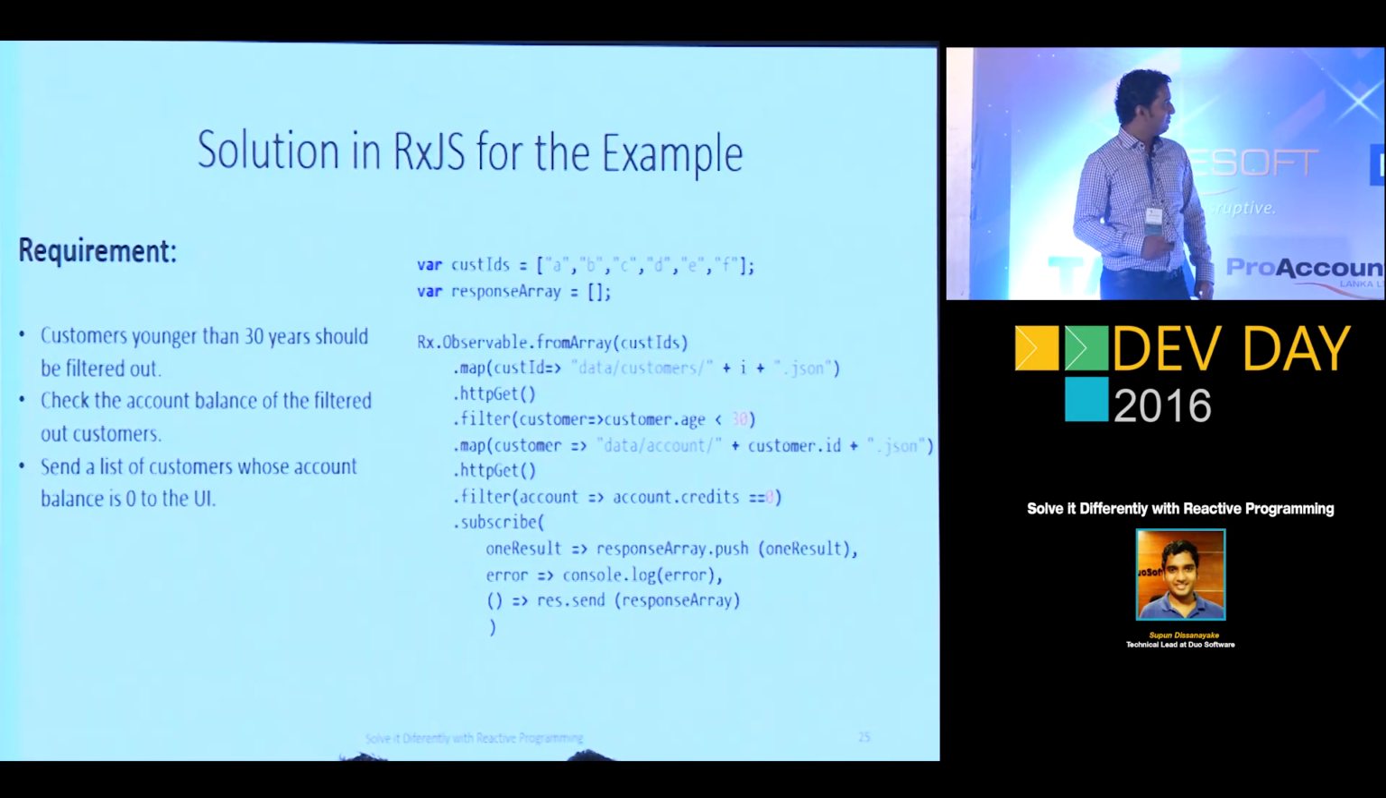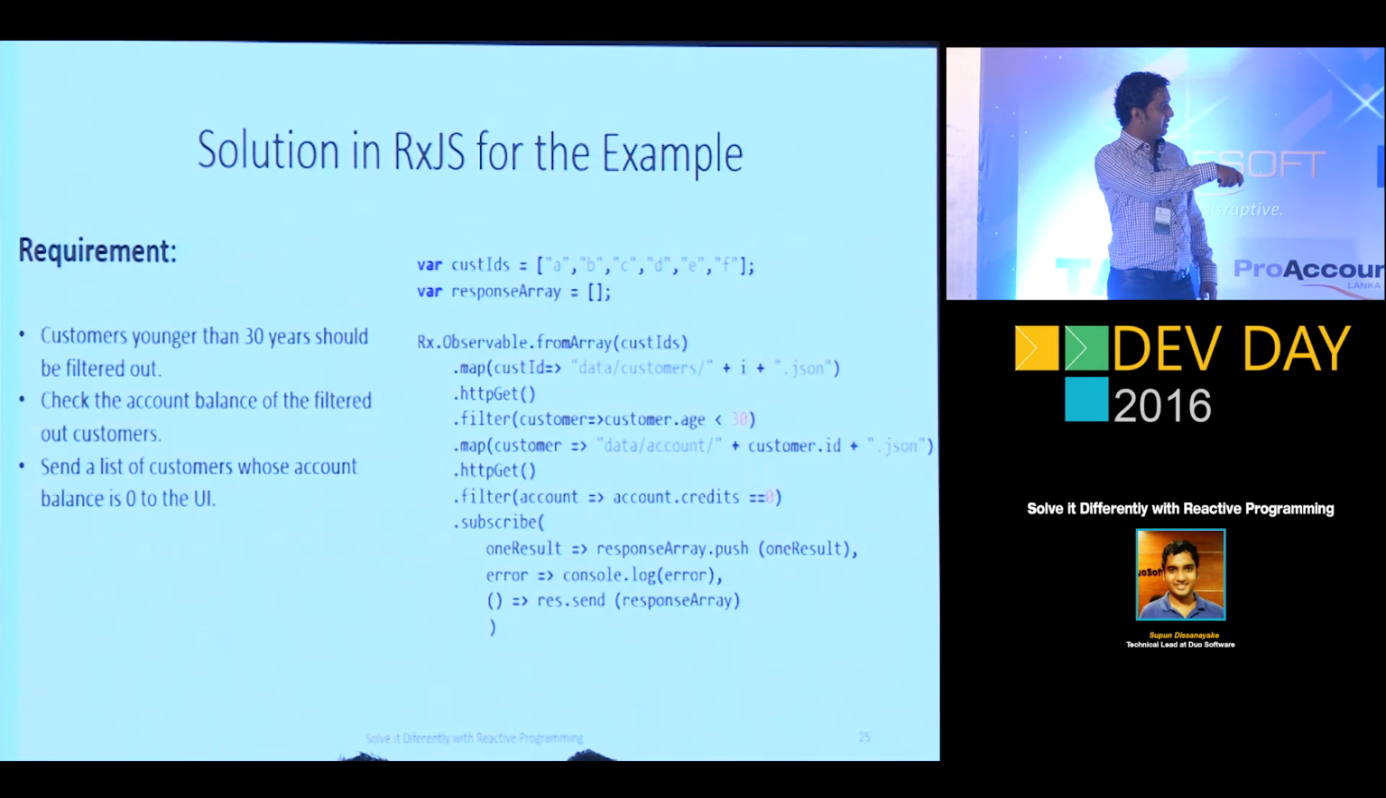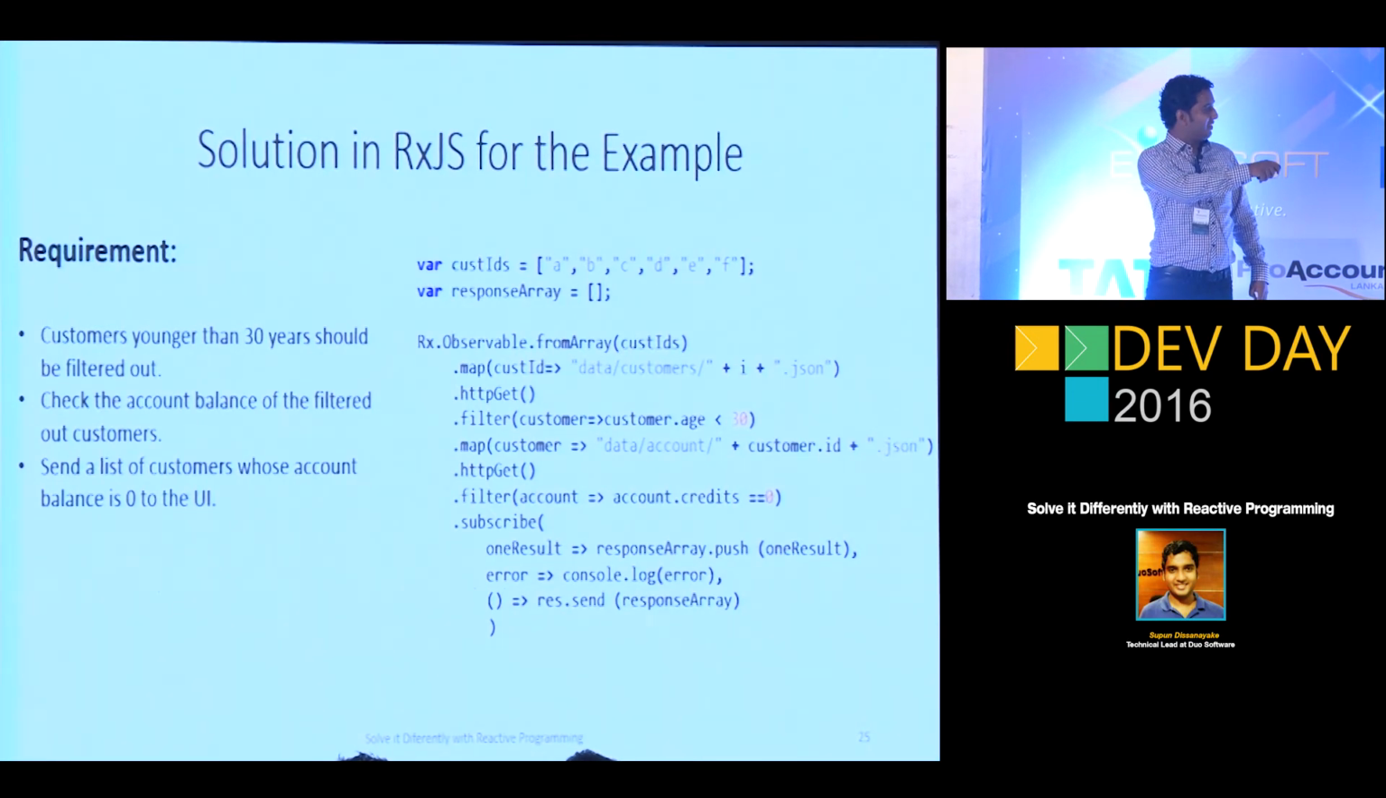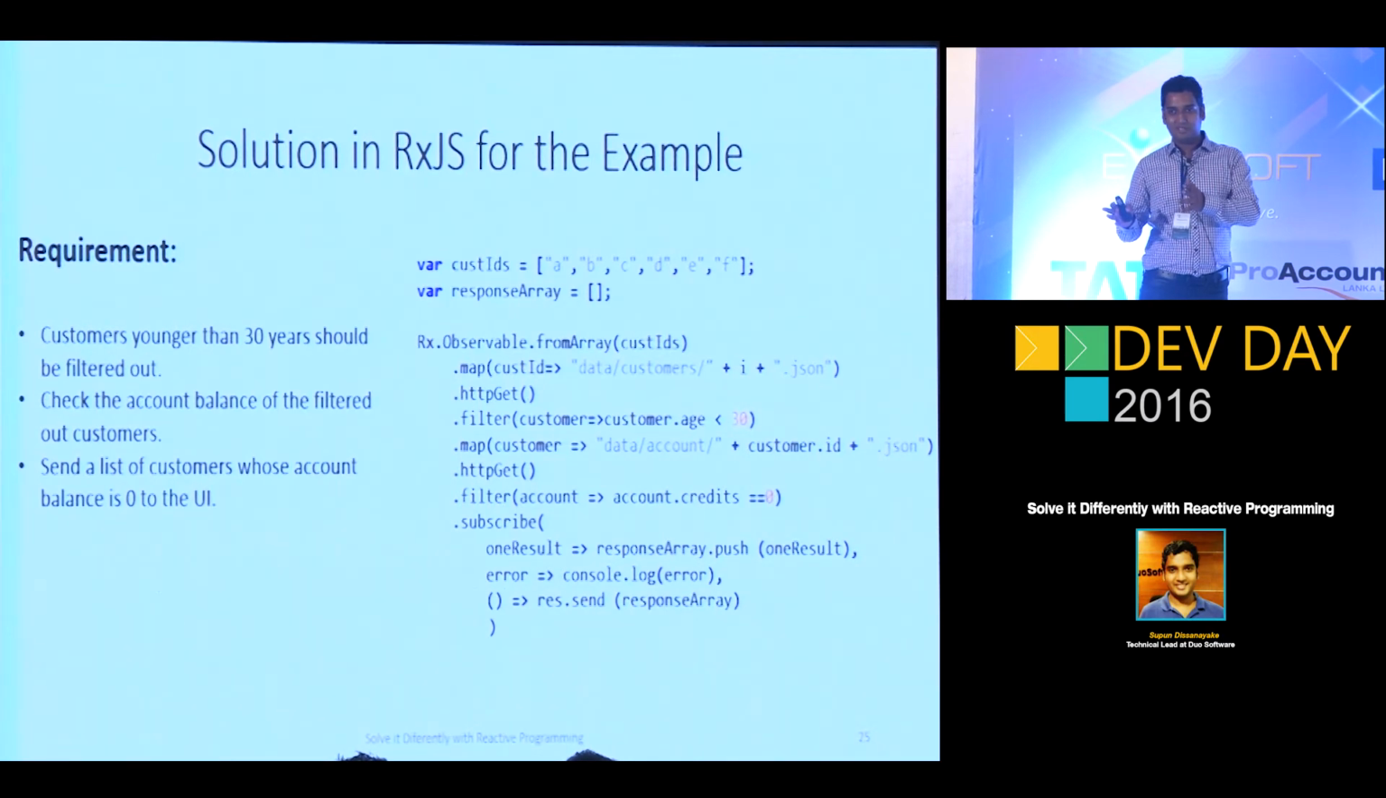And once you get it, we can subscribe for everything, and here we can append everything to an array, and once the observable gets completed, we can send the account list as objects to the front end. So, that's the basic idea about it.